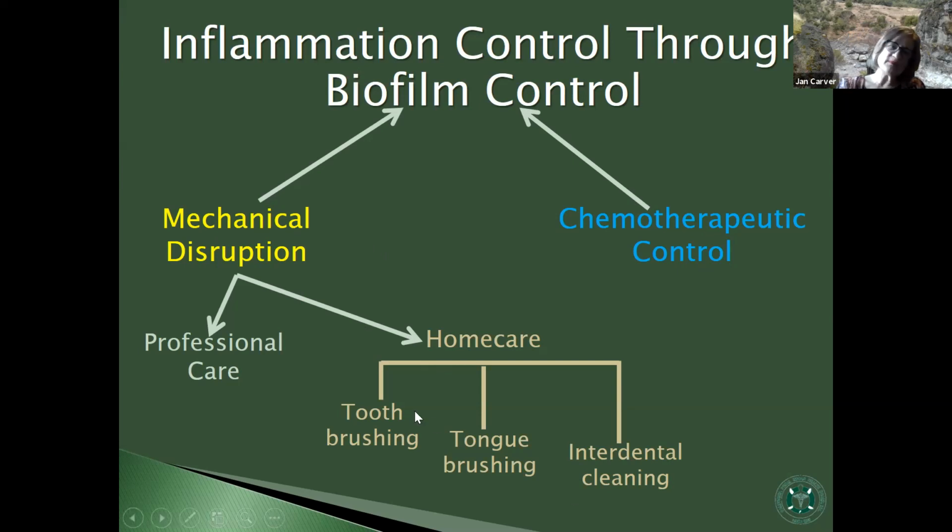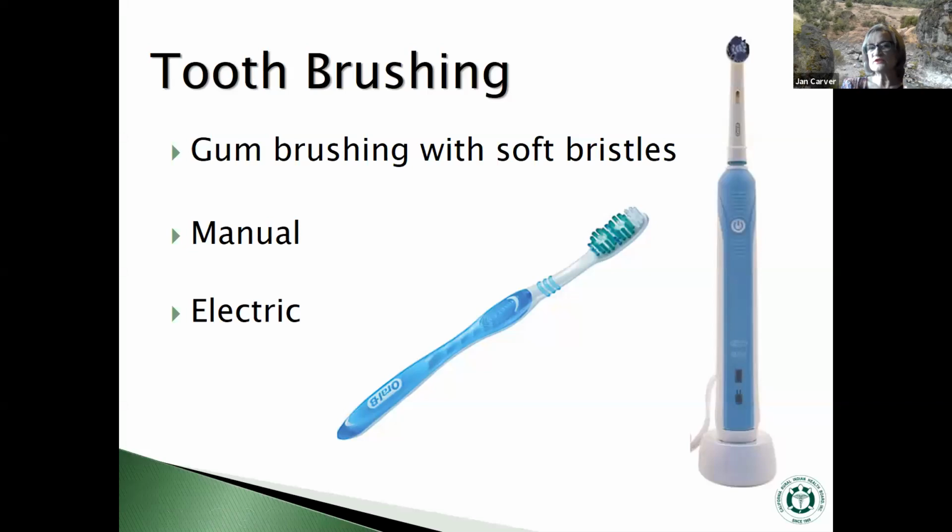So I already mentioned professional care, which is important. It's not an either or here. They go together. So toothbrushing is your first line of defense. And of course, we have a couple of different options on toothbrushing. You have your various electric toothbrushes, and then you just have your regular manual toothbrushes.